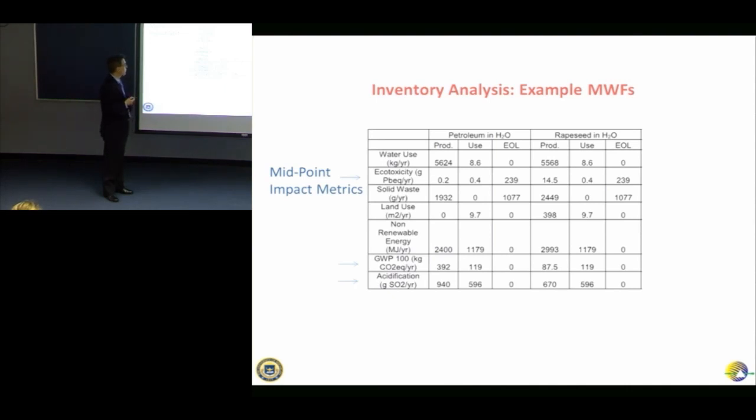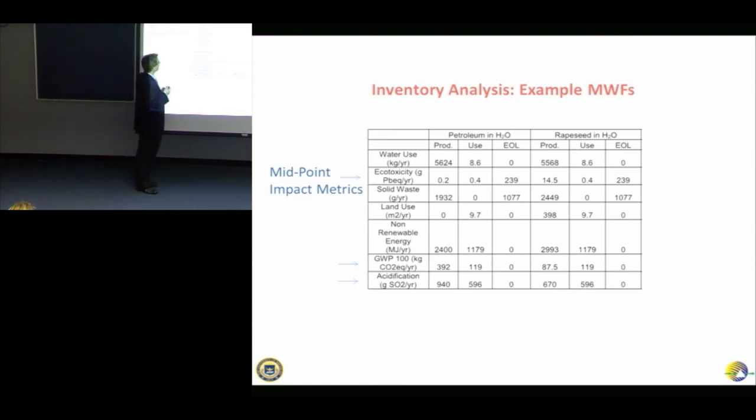Same goes for land use and for solid waste and for non-renewable energy. And you can actually see here in terms of the non-renewable energy, there's renewable energy and non-renewable energy. In terms of non-renewable, it turns out the rapeseed oil uses more, which may surprise people. But if you followed the corn-based ethanol discussion going on for biofuels, maybe it doesn't surprise you.